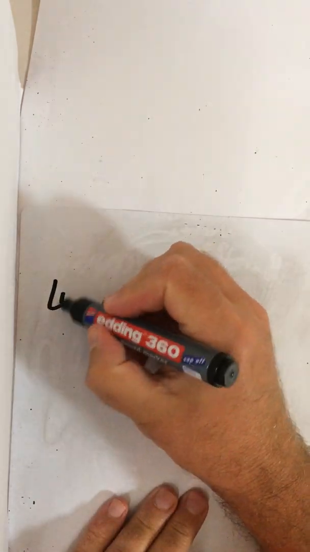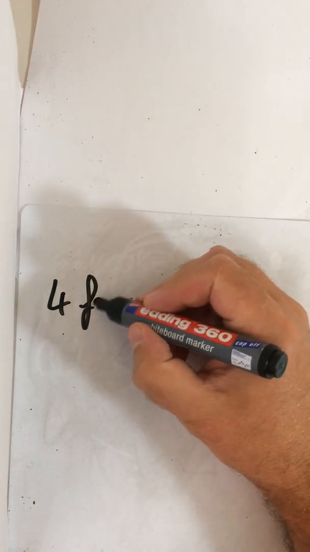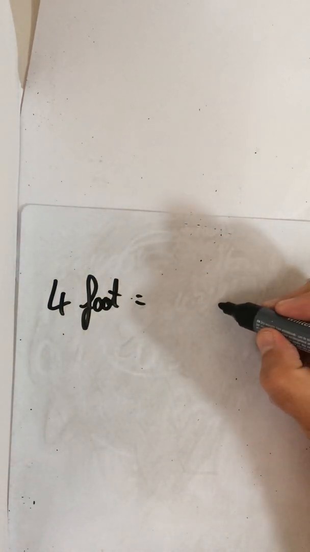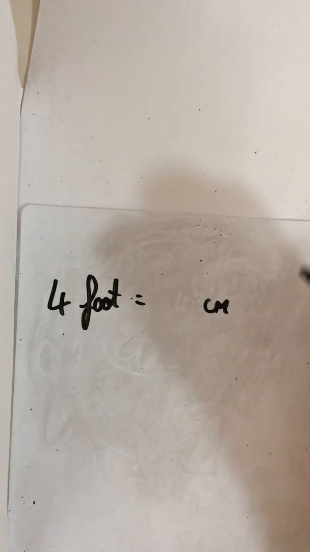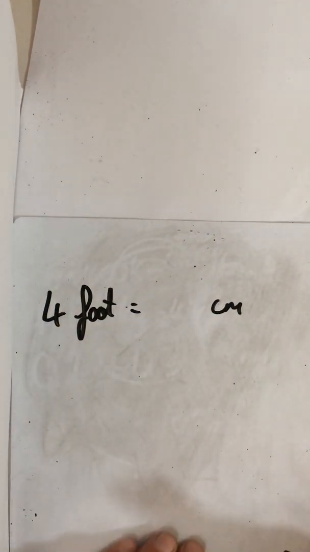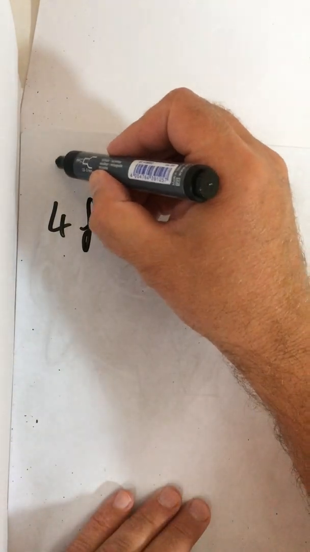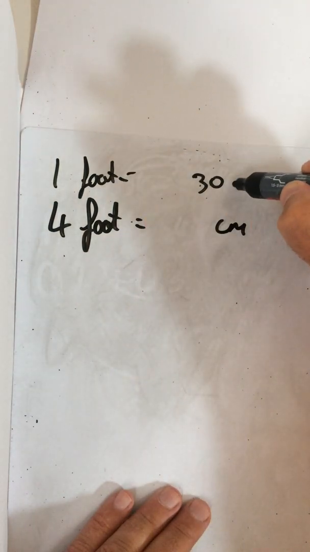Alright, so we'll look at some questions then. Say you had 4 foot, and you want to convert that into centimeters. We won't worry about converting it into meters as well. So again, this is where we need to write down what we know. So we know that 1 foot is equal to 30 centimeters.